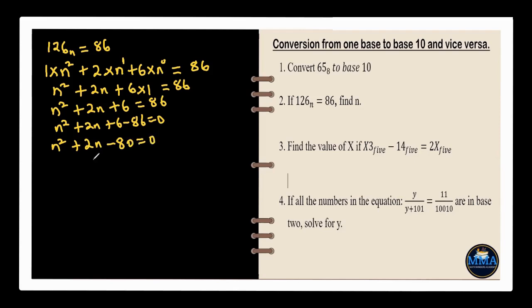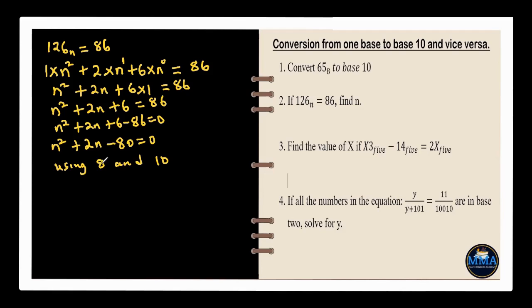Now, this is a quadratic equation. We are going to solve this using the factorization method. We need 2 factors of minus 80 such that their sum will give us 2, and the product of these 2 factors will give us minus 80. Of course, let's consider 8 and 10, for example.